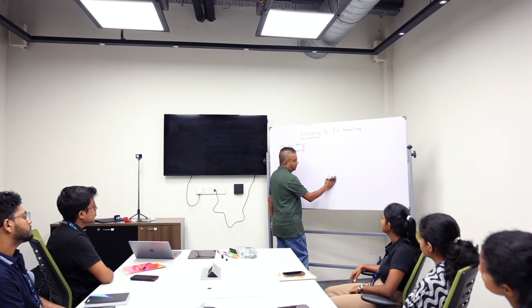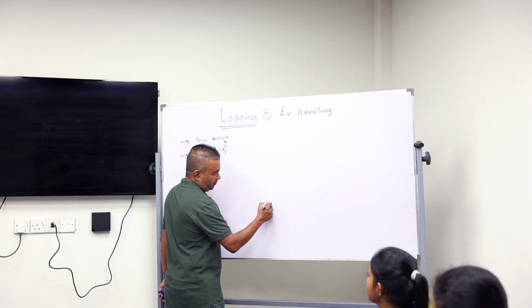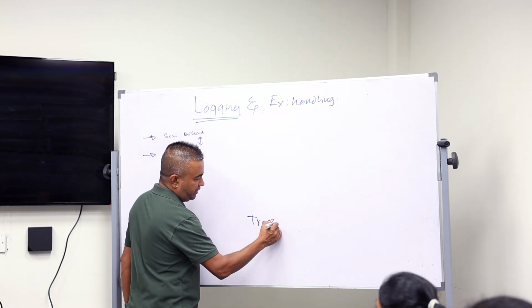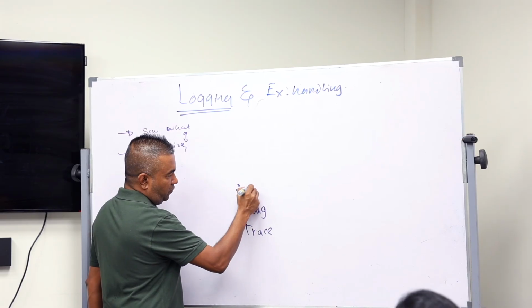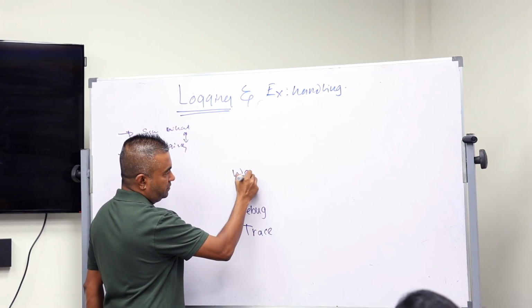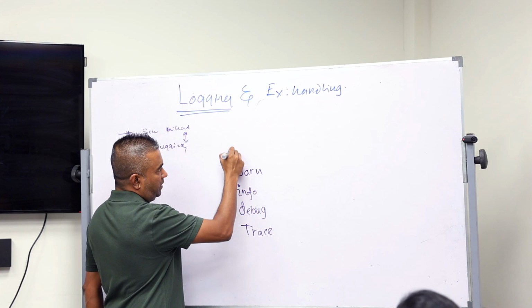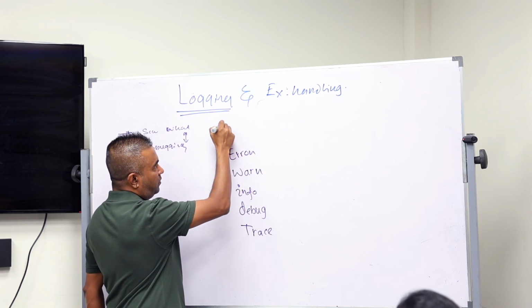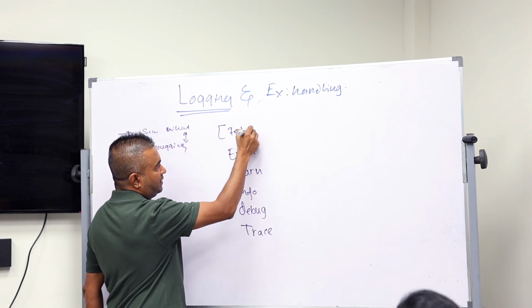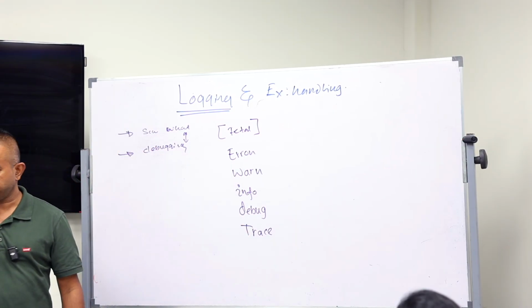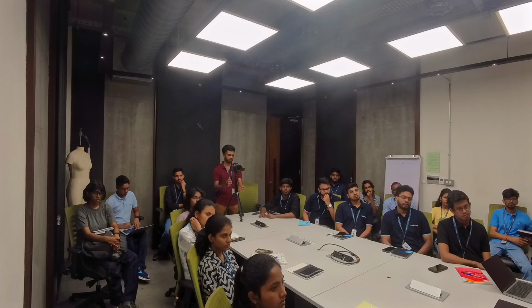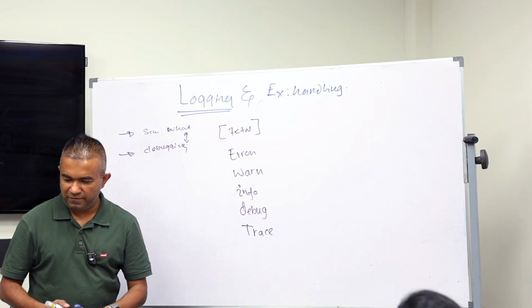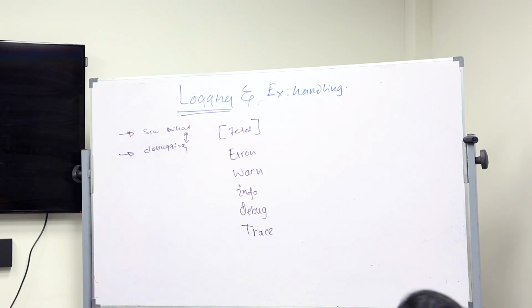Logs are designed to work with log levels. We have a log level called trace, then debug, then info, then warn, and then error. Some logging frameworks support something called fatal, but that is not common. So you have trace, debug, info, warn, error, and fatal. Fatal is kind of optional. It's not always there.